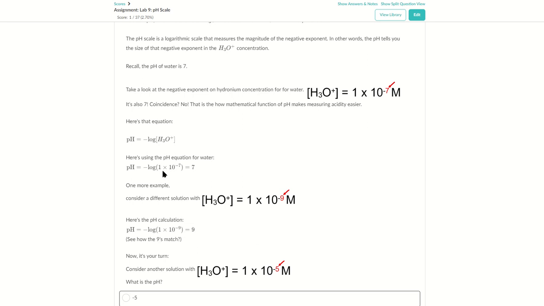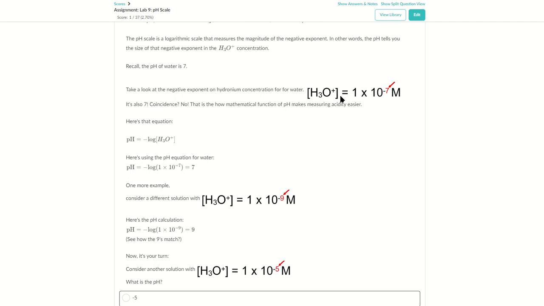And here, I want you to really pay attention to this section right here, because it breaks down how we calculate pH, right? So we know that the pH of water is 7. That means neutral. And if we look at the concentration of hydronium for water, what you're going to notice is that there's a pattern, and that this pattern comes from this exponent. So basically, this exponent tells you your pH. So you see how it's also 7. This is not a coincidence. It's how the math works.